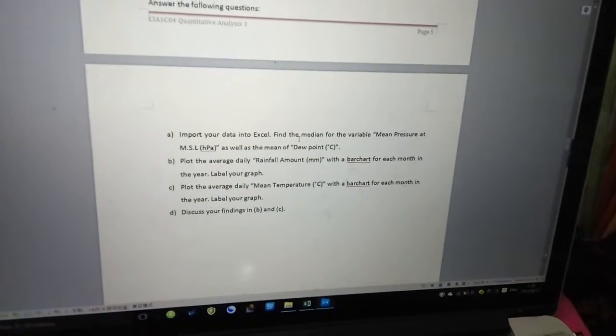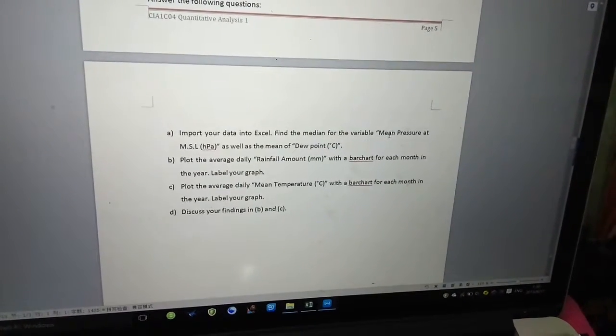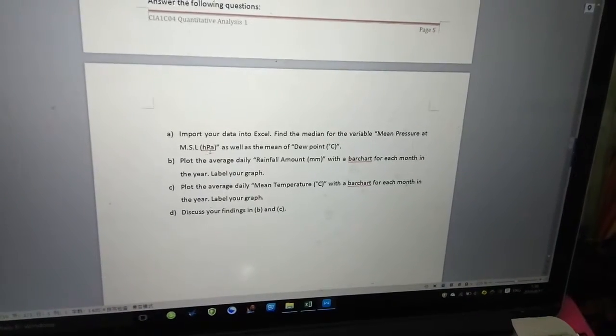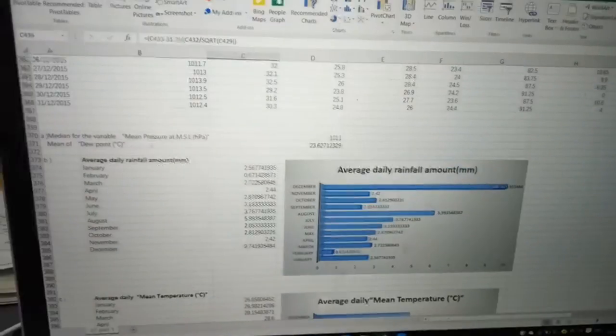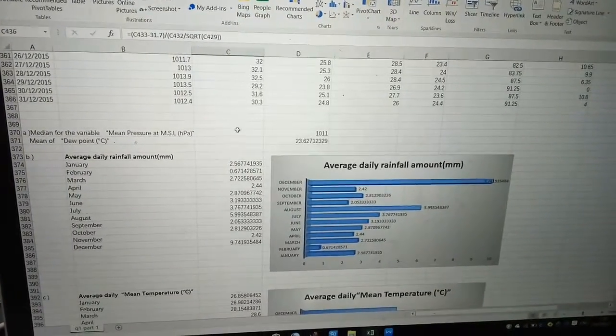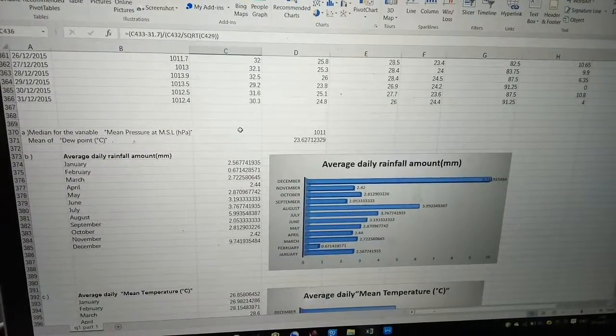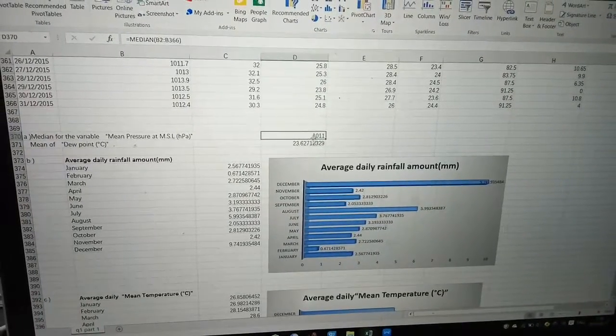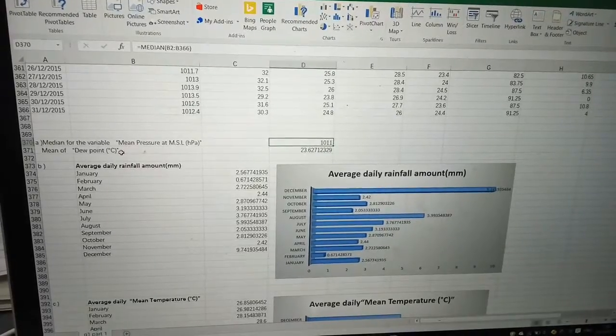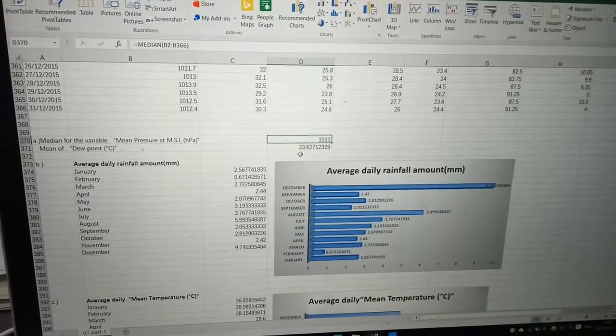Okay, part 1. The first question requires me to find the median for the variable mean pressure at m.s.l and the mean of the dew point. So, firstly, my median for the mean pressure is 1011. And my mean of the dew point is this value.